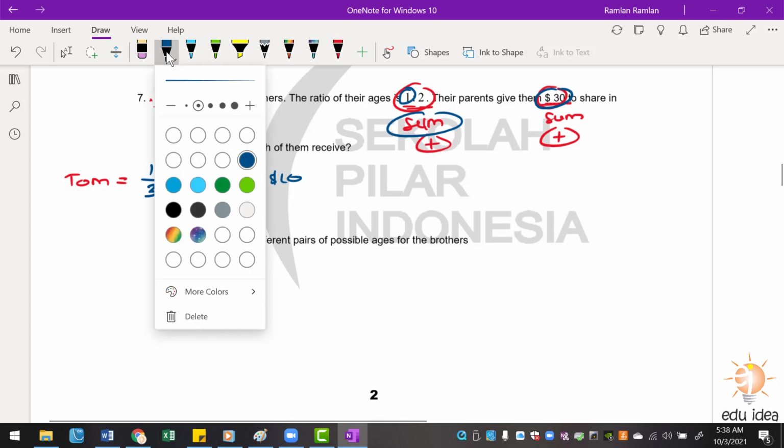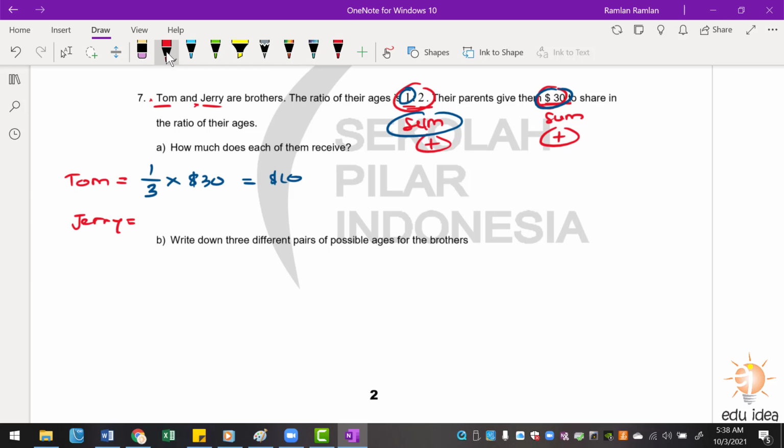Okay, so the same thing with Jerry, because we know the ratio of Jerry's money is 2, right? This one. And the total money that they get is $30, which is from adding these two numbers. So 1 plus 2 is equal to 3, right? So again, this 3 is just the addition of these two numbers, because this is the addition of their money, right? Okay, so we can multiply this also with $30, and then we'll get $20, right? As we know that 10 plus 20 is equal to 30, right? So it's the same thing.